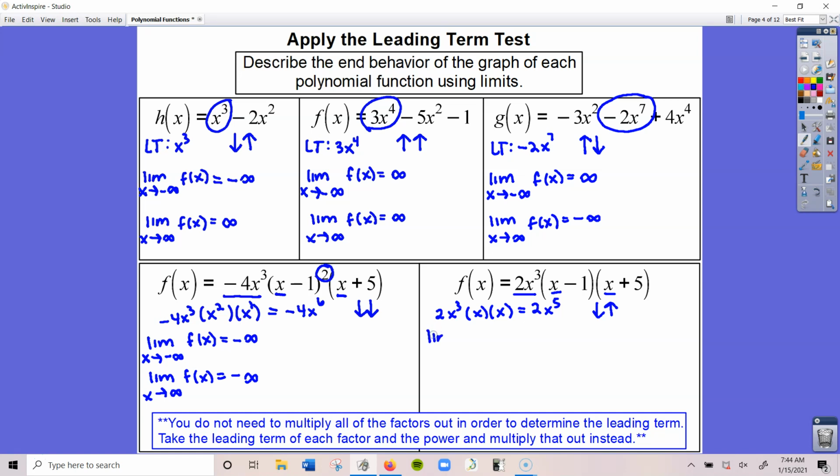So now let's write our limit statements since I have my arrows ready to go. The limit as x is approaching negative infinity of f of x, so my left arrow, we see it's going down, is equal to negative infinity. And the limit as x is approaching positive infinity of f of x, since my right side is going up, we would say it is approaching positive infinity.